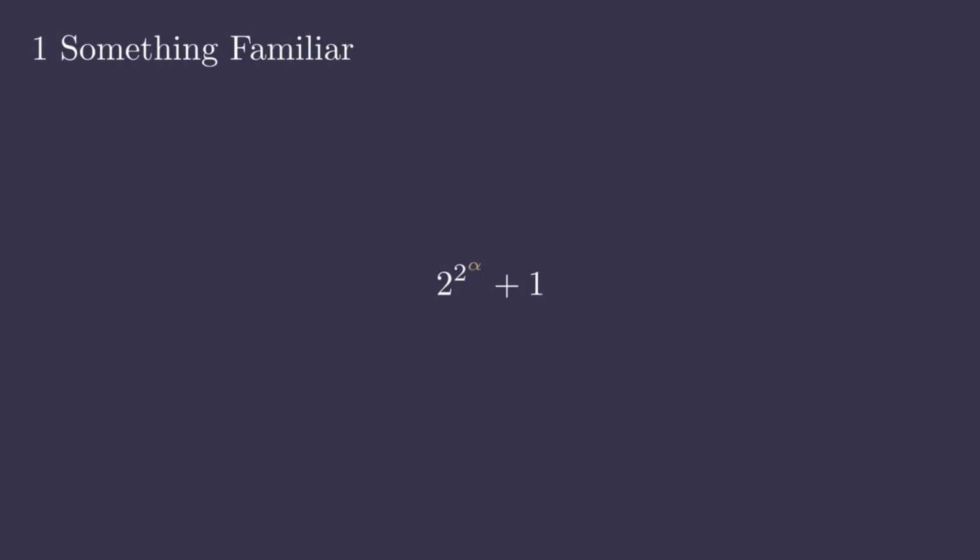Let's start with something familiar. Consider a prime of the form 2 to the h plus 1. In 1640, Pierre de Fermat proved that all primes of this form, other than 2, must have h as a power of 2.